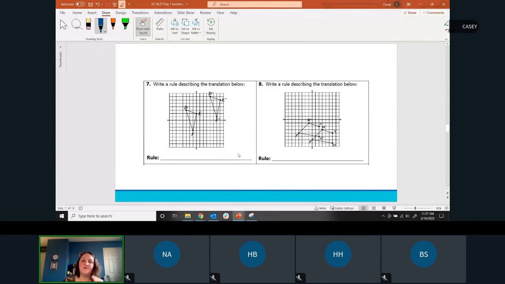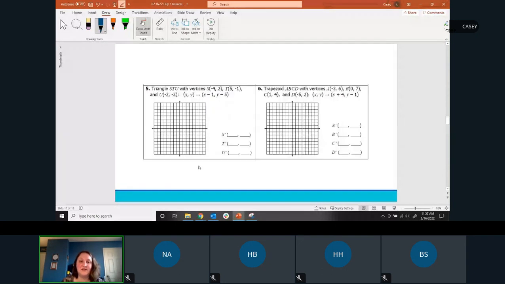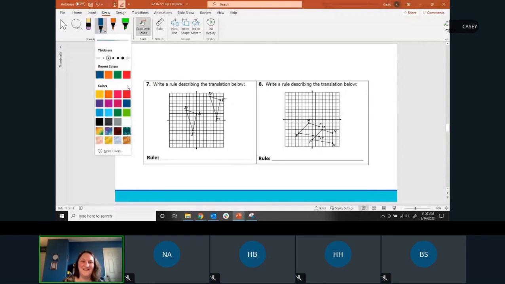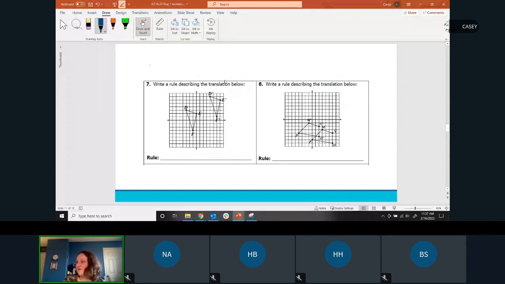What happens if they give you the pre-image and the image and they say, you tell me the rule? In all of these previous examples, they're telling us the rule. X, Y goes to, and they give you the rule, right? But now we are going to write the rule. You have power. One thing that you have to remember is that you always go from your pre-image to your image, not the other way around.